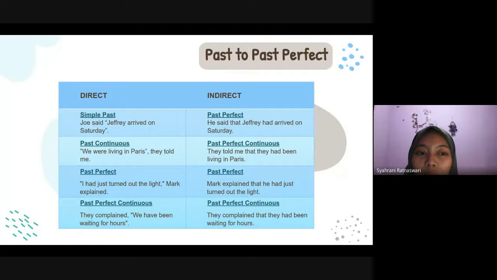For simple past, you have to change to past perfect. For past continuous, you have to change to past perfect continuous. Past perfect, you change to past perfect, and then past perfect continuous, you have to change to past perfect continuous.